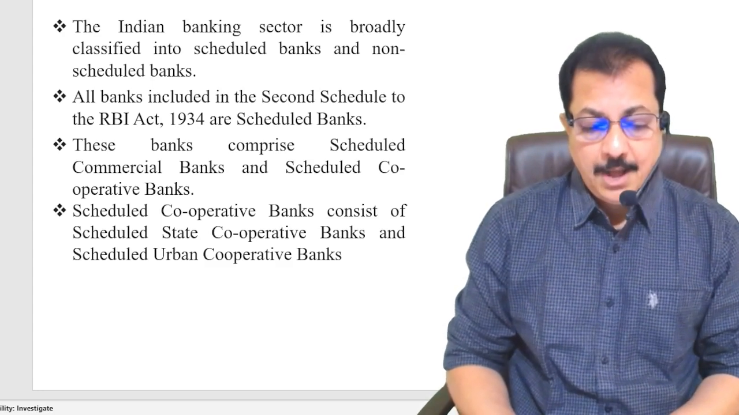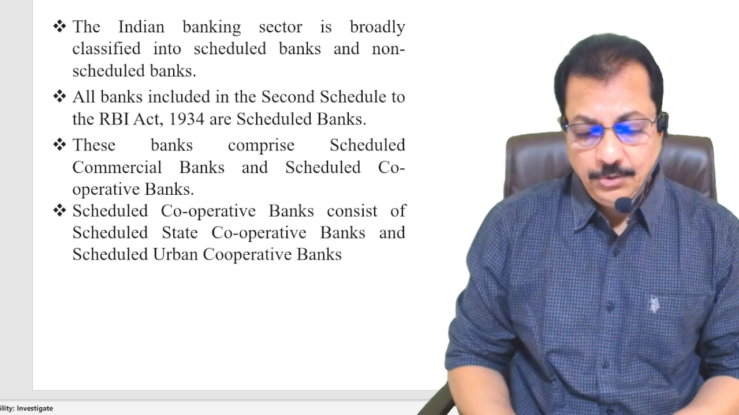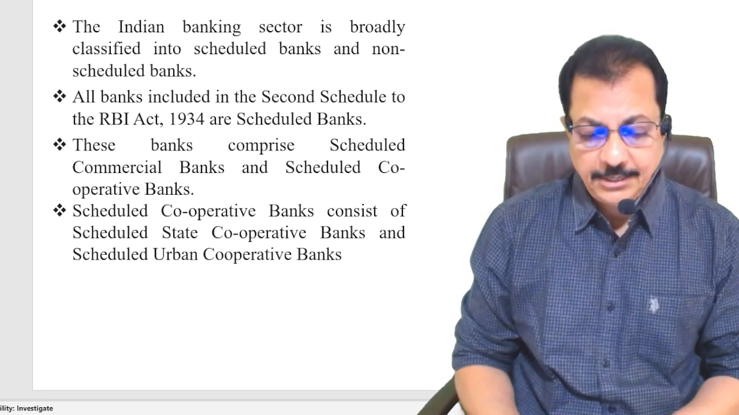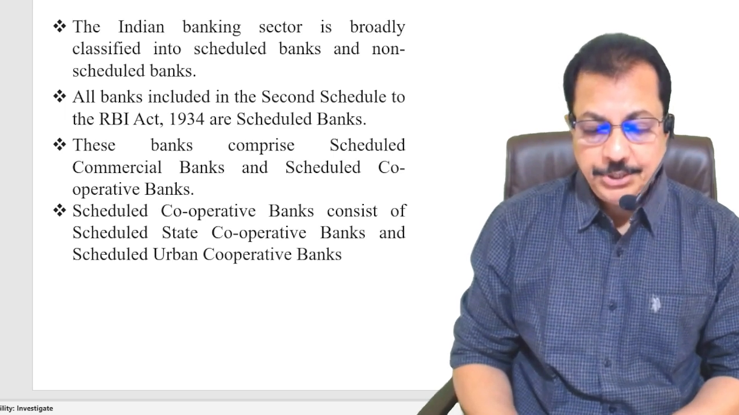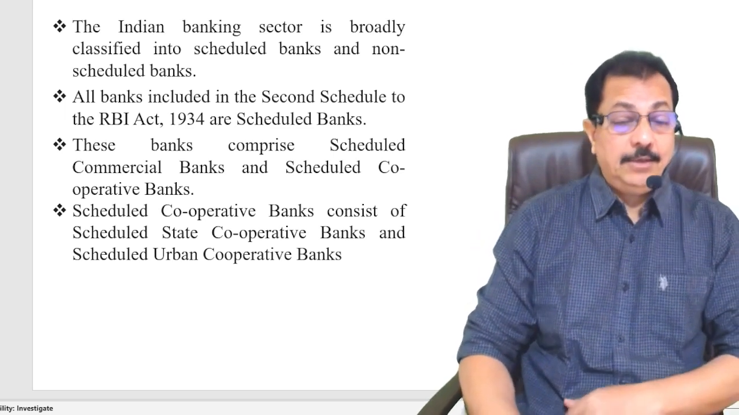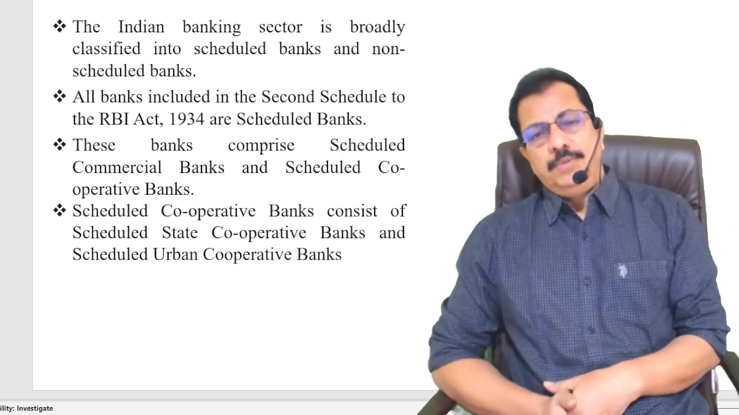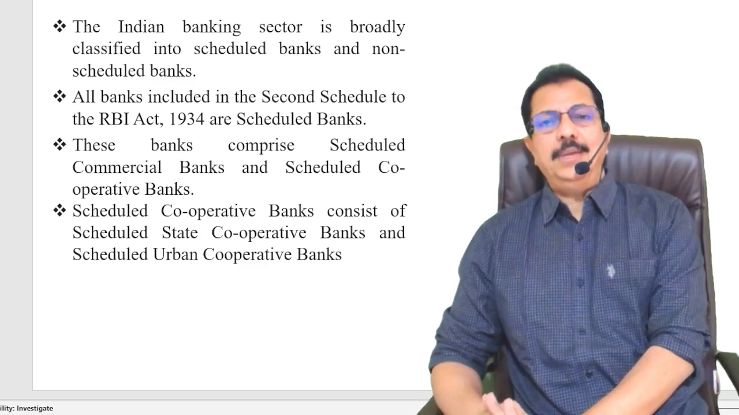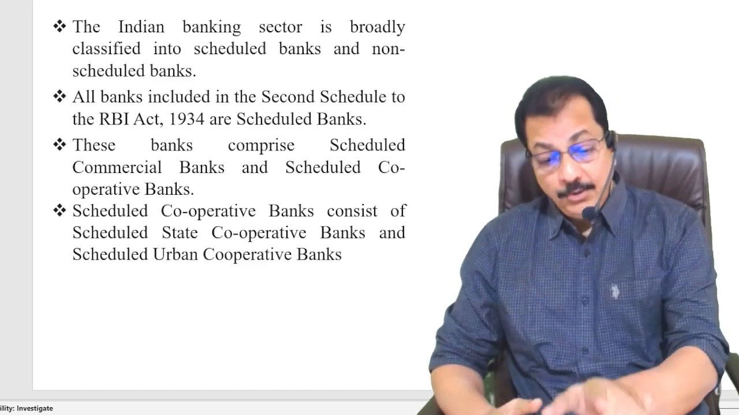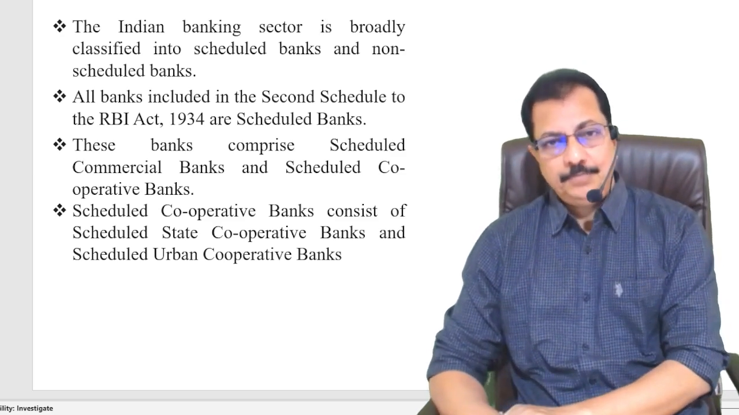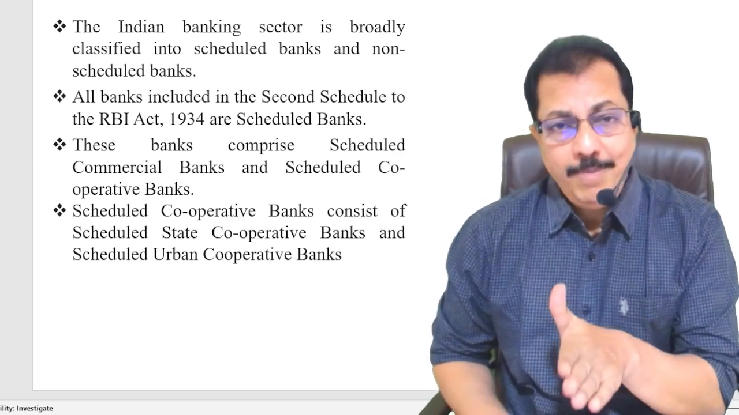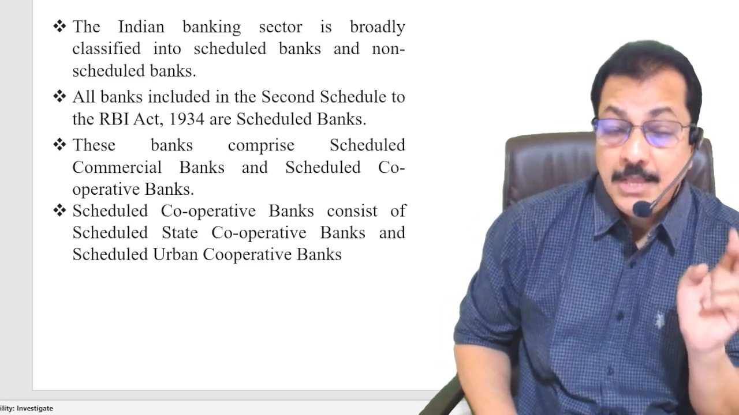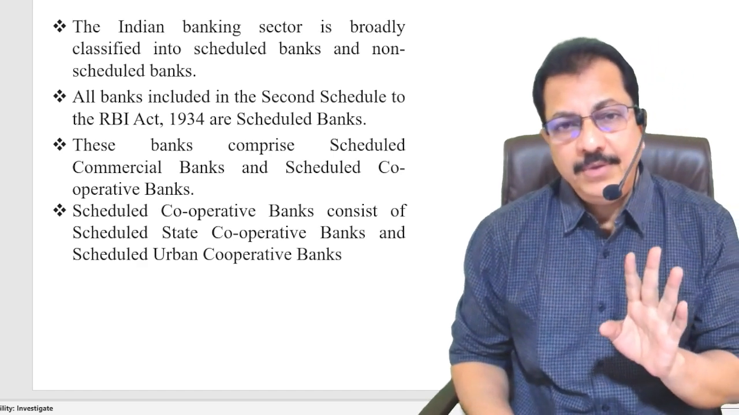Now this point is very important for you. Look at this. All banks that are included in the second schedule of RBI Act of 1934 are considered to be scheduled banks. From here you will get a question. Clear? Which of the banks are mentioned in the second schedule of RBI Act of 1934? And your answer should be scheduled banks. Otherwise they will ask you, scheduled banks are mentioned in which schedule of RBI Act of 1934? Second schedule. Very important, right?